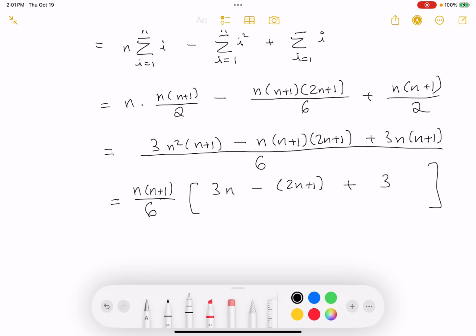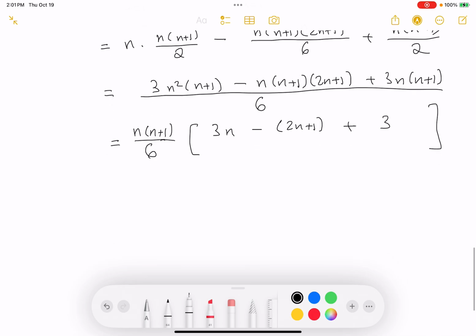Let me just check to see if I did that right. 3n, n, yep, that looks good. Looks great. Let's keep moving. N times n plus 1 over 6 times 3n minus 2n minus 1 plus 3. Well, things are getting a little bit simpler.